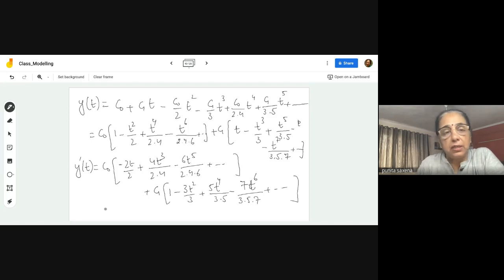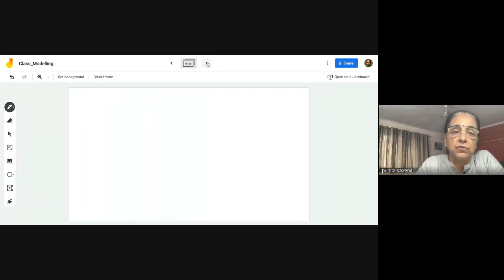Now use the initial conditions that y when t is 0 is 2 and y dash when t is 0 is 0. Now use the initial conditions to get the values of C0 and C1. So how much is your C0 and how much is your C1? Just compute that.